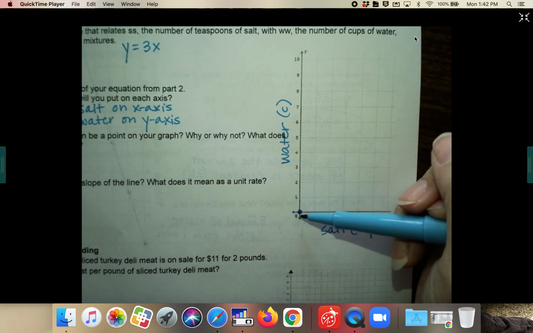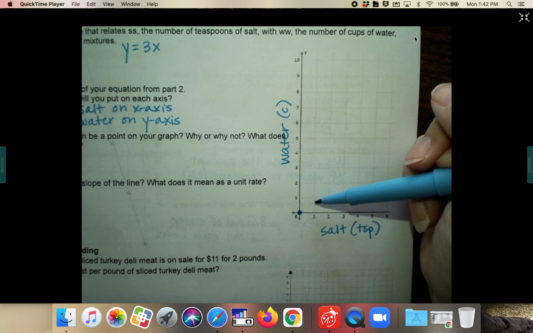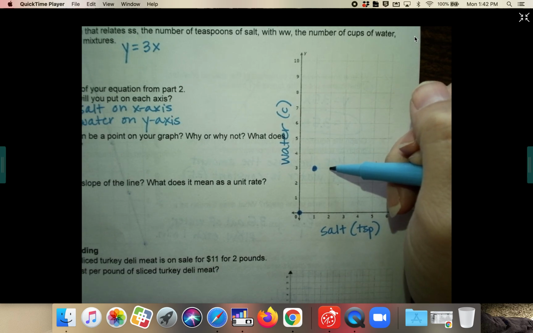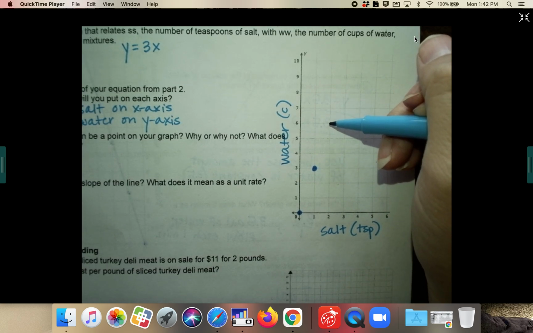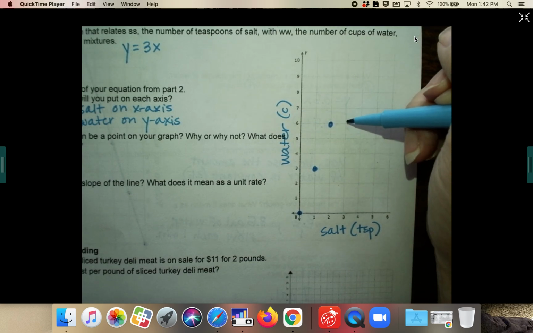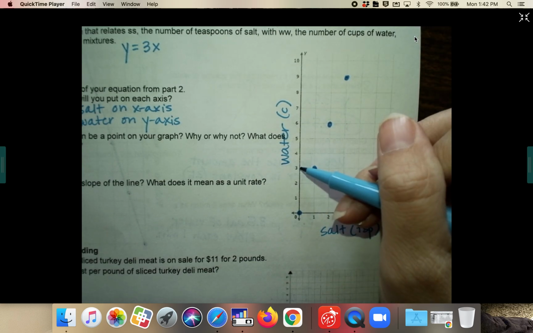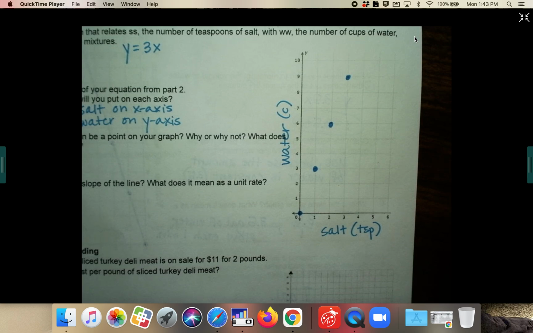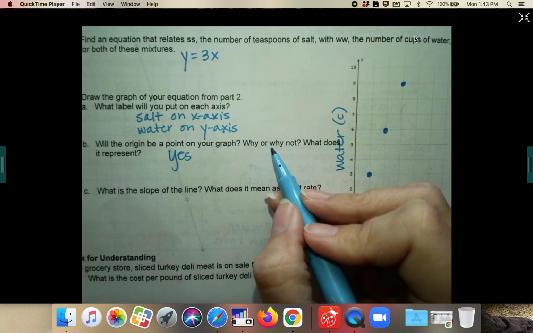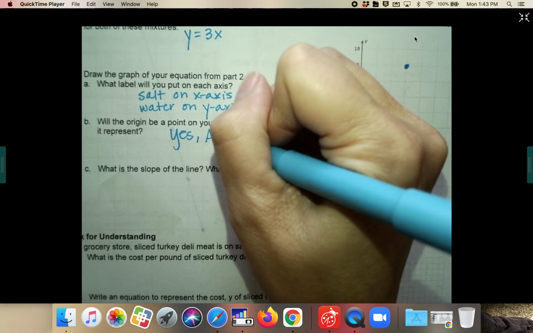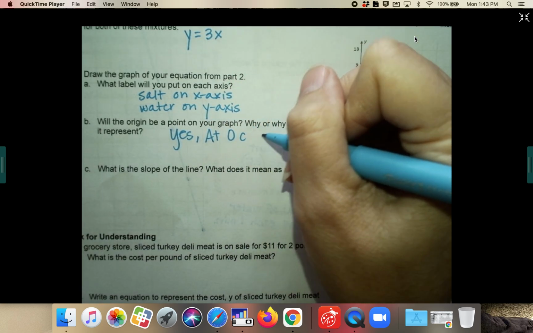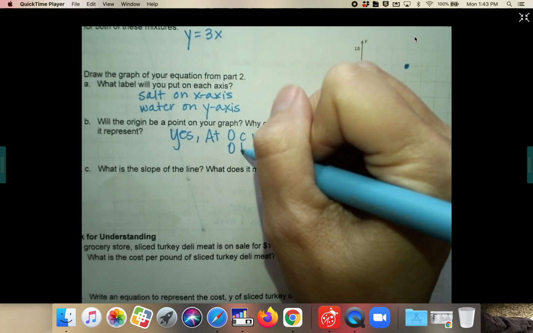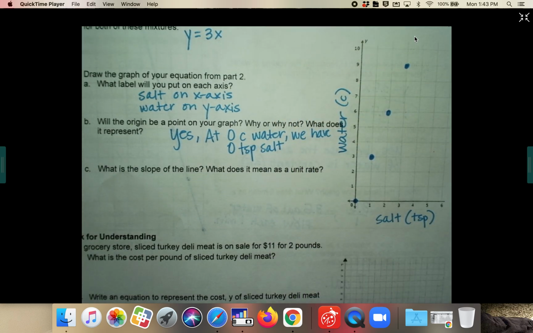However, if we have 1 teaspoon of salt, we're going to have 3 cups of water. So my next dot will be here. If I had another teaspoon of salt, I would have to have another 3 cups of water. So that dot would go here. Another teaspoon would be another 3. So every up 3 is over 1, 3 cups of water, 1 teaspoon of salt, and so on. So yes, because at 0 cups of water we have 0 teaspoons of salt. That just means we haven't done anything yet.